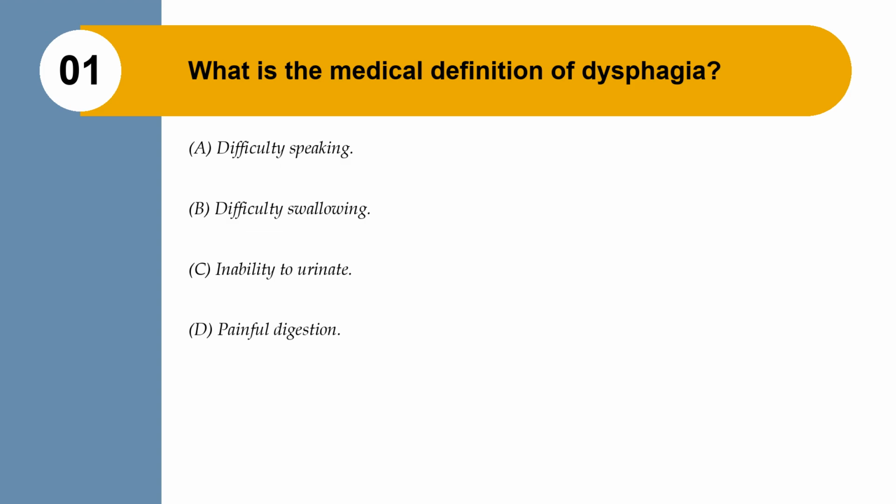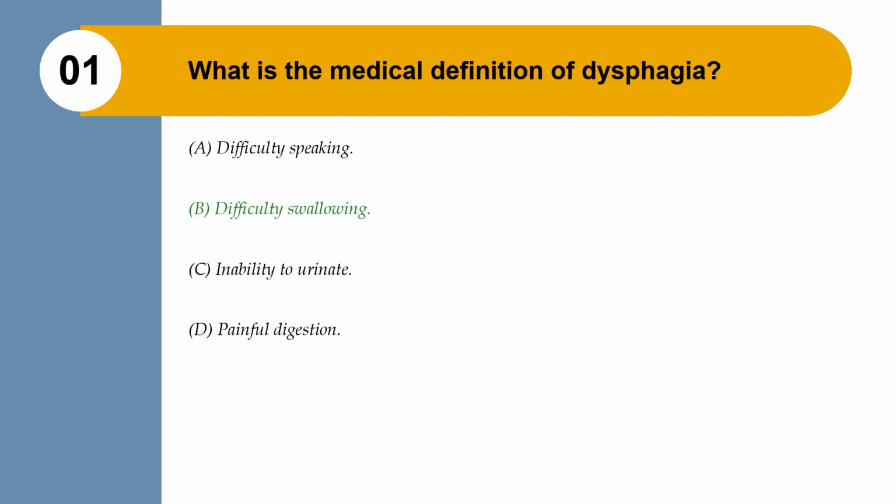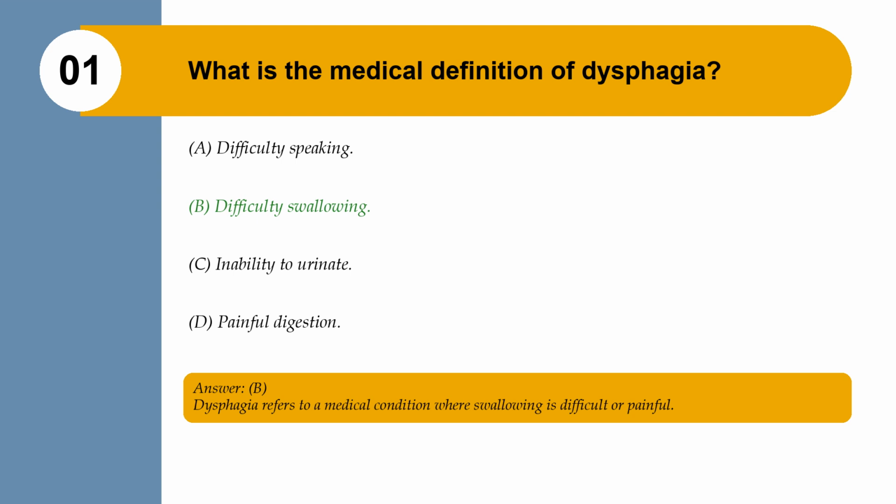Question 1. What is the medical definition of dysphagia? Option A. Difficulty speaking. Option B. Difficulty swallowing. Option C. Inability to urinate. Option D. Painful digestion. The correct answer is option B. Difficulty swallowing. Explanation. Dysphagia refers to a medical condition where swallowing is difficult or painful.